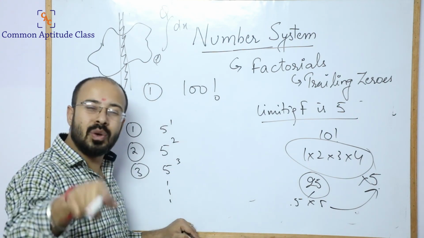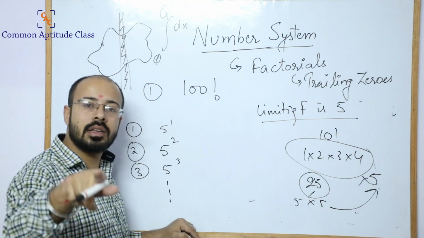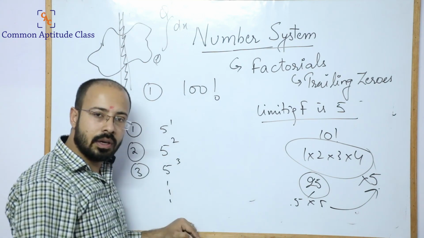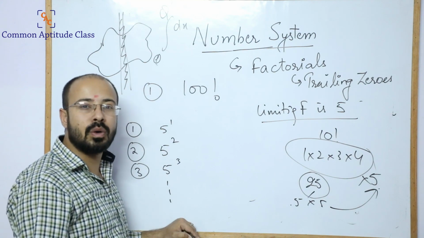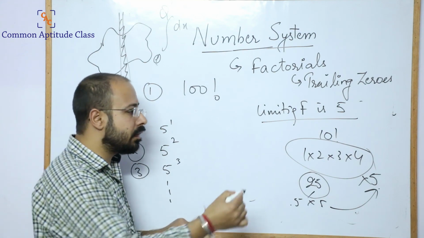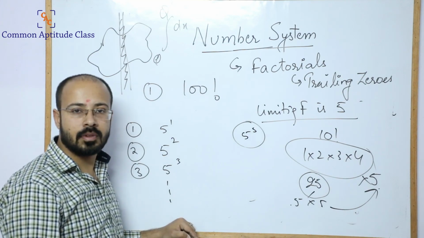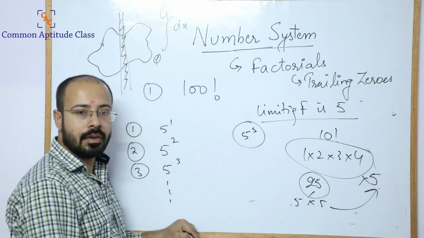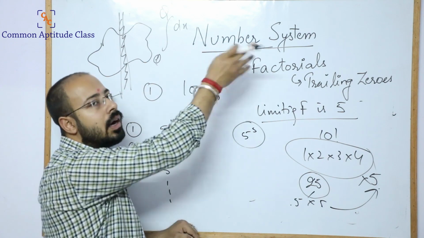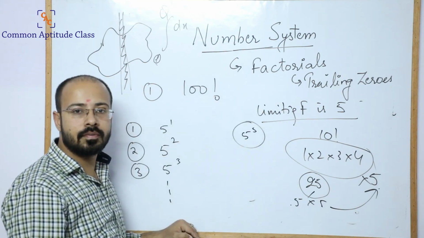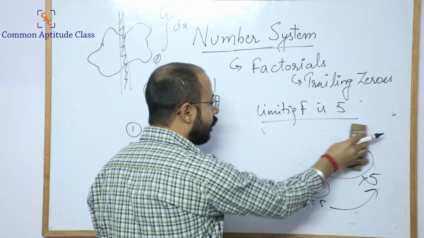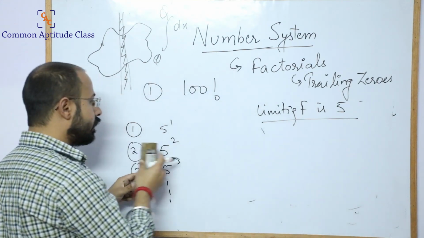Now, do I take another 5 out of 100 factorial? For a simple example, do I have any number which has 5 to the power 3 in it so that I can collect it? I don't think so, because 5 cube is 125. So till 100 factorial I don't have 125. So to find this out, we'll go this way.